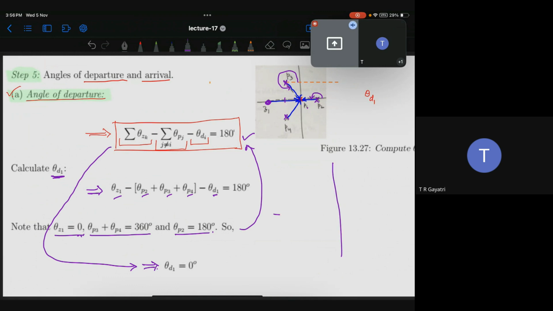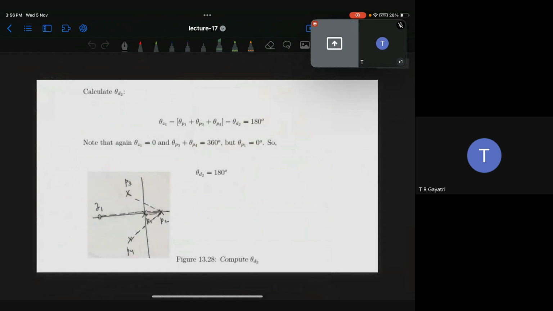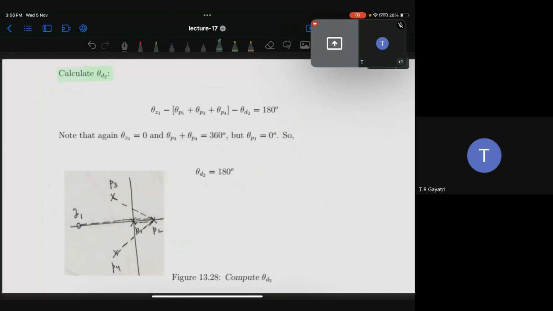It means theta d1 is departing with which angle? 0. And 0 means what? The real direction. Okay, it means that is the starting direction; in that direction it will go. Next, theta d2. Theta d2 is 180 degrees, the same idea.